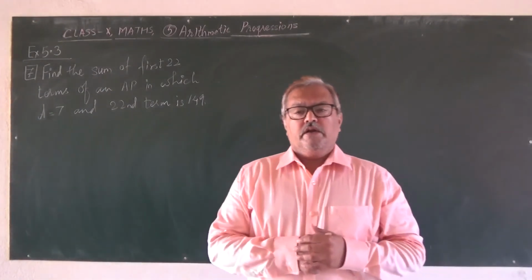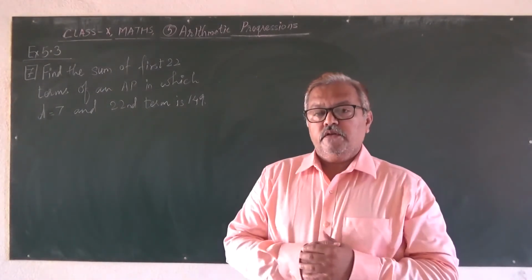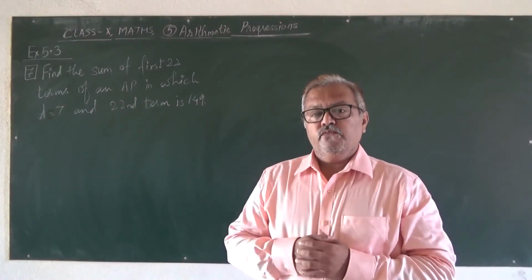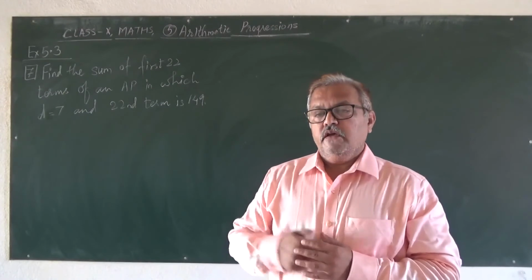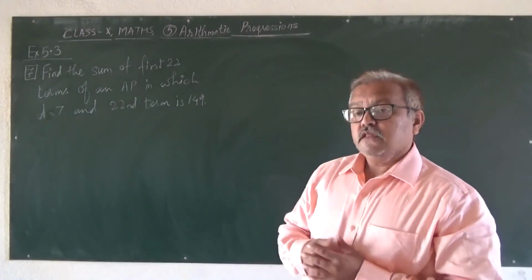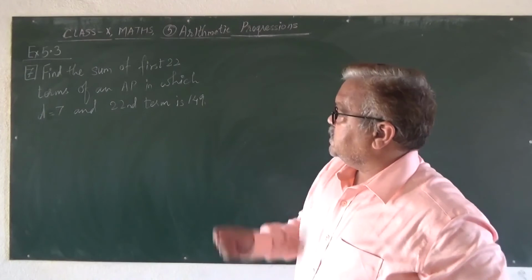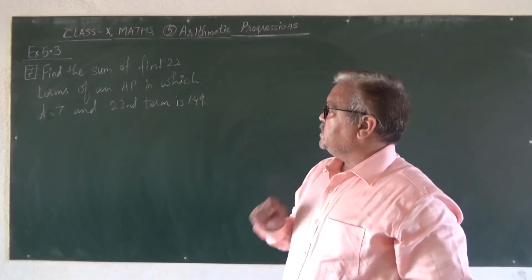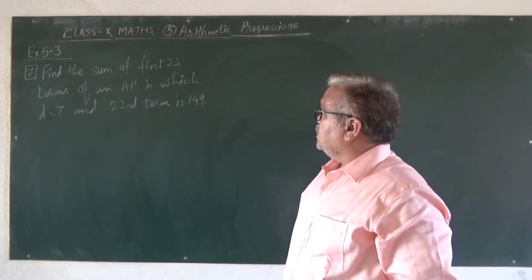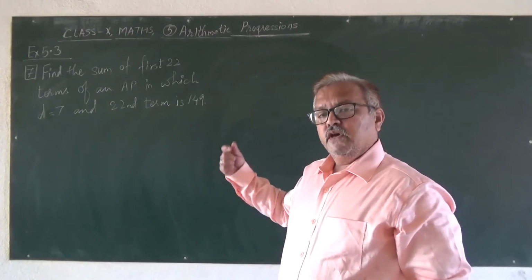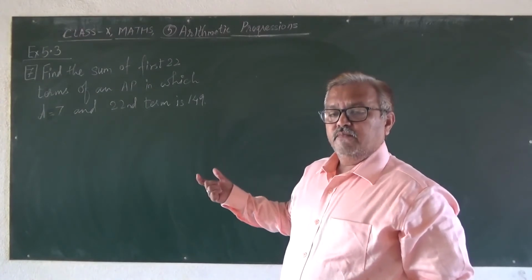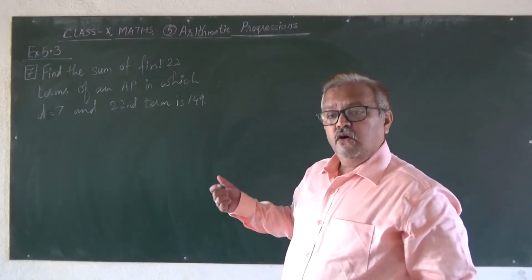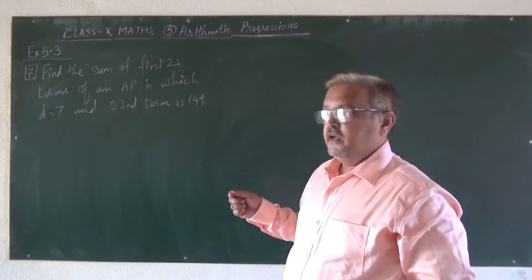Hello students, let us see question number 7 of 5.3 exercise. I have solved up to 4th, 5th and 6th. You try. Now question number 7, let us see. Find the sum of the first 22 terms of an AP in which common difference D is 7 and 22nd term is 149. 22nd term means you can consider it as the last term, AN. So AN is 149, or you can also write A22 is 149.